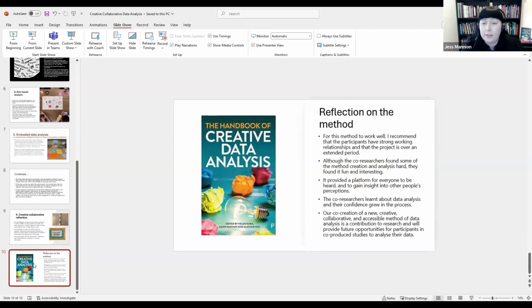Although the co-researchers found some of the method creation and analysis was hard, they also said it was fun and interesting. And it provided a platform for everybody to be heard and to gain insight into other people's perceptions. The co-researchers learned about data analysis, and their confidence grew in the process. So we think that our co-creation of a new creative, collaborative, and accessible method of data analysis is a contribution to research and will provide future opportunities for participants in co-produced studies to analyse their data.